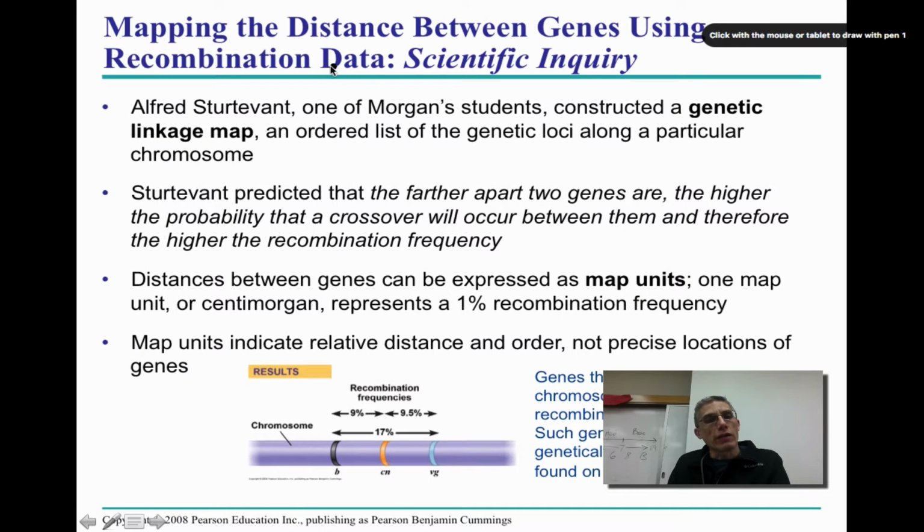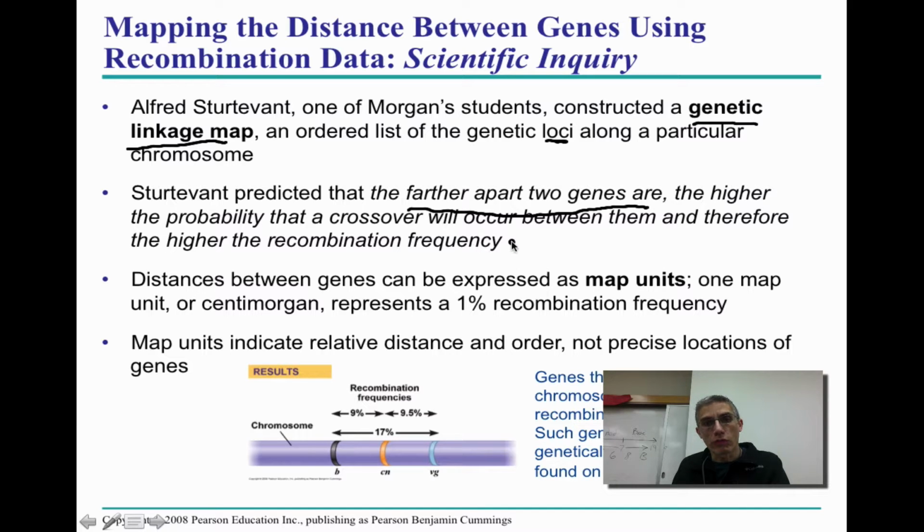Now, the information that Morgan had gathered was looked at by another scientist, one of Morgan's students. His name was Alfred Sturtevant, and he constructed something called a genetic linkage map. This is basically an ordered list of genetic loci, positions along a particular chromosome. He predicted that the farther apart two genes are, the higher the probability that a crossover will occur between them, and therefore the higher the recombination frequency number.